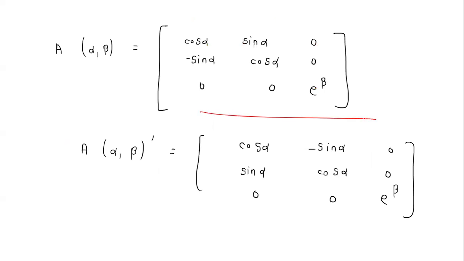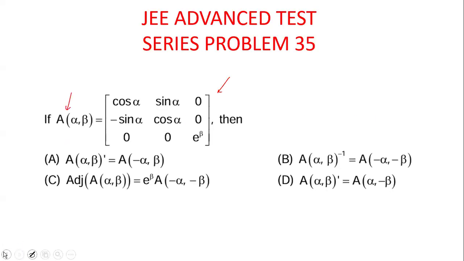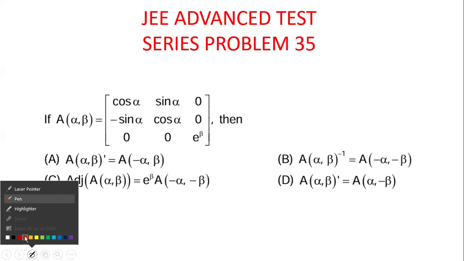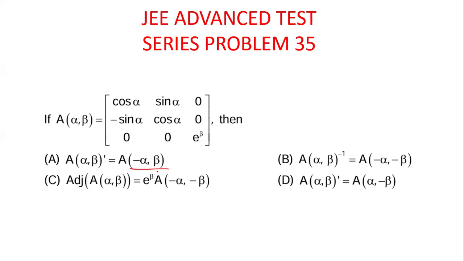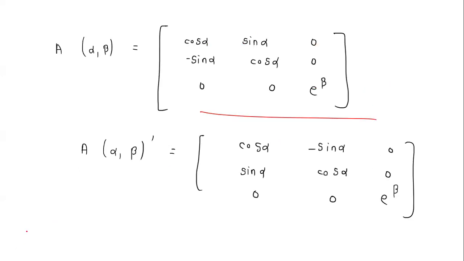First of all we have this A matrix. Now if you see the first option, it is given that A matrix transpose is equal to this matrix. Is this correct or not? We have to see. So you have to take A matrix transpose, and on the right hand side, replace alpha by minus alpha in this A matrix, then compare whether both of these are the same or not. So first let's see the A matrix transpose.